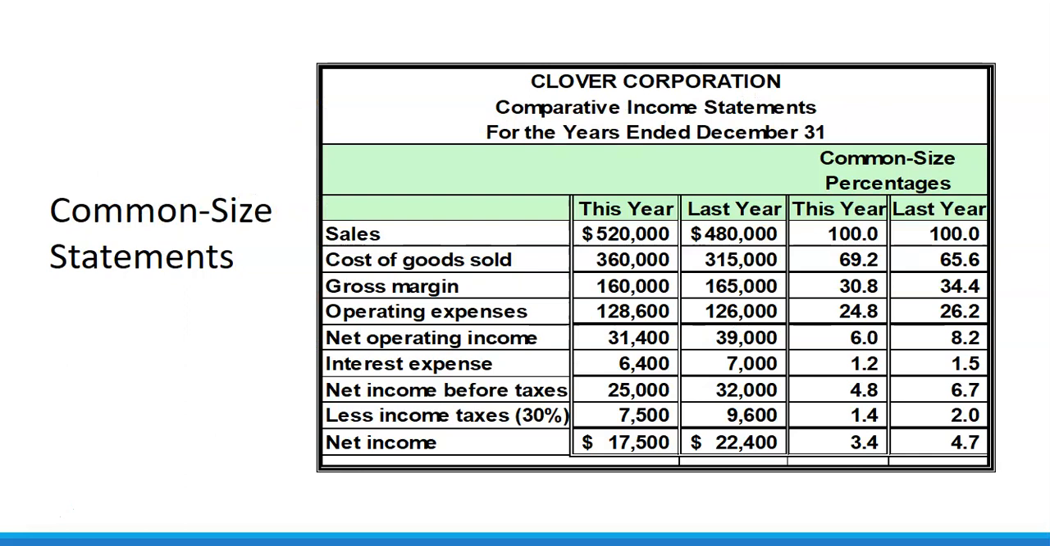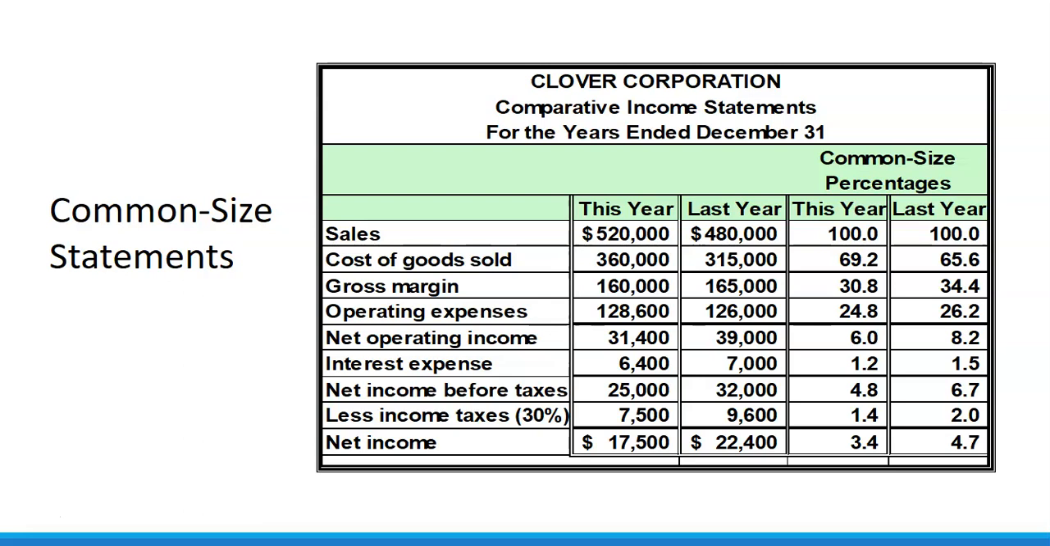So you can see that we have 2 years of information here for an income statement. These are called common size financial statements when we remove all of the numbers from financial statements and turn them into percentages. So this year net income was 3.4% of our sales, and last year it was 4.7% of sales. So you can see as our costs have increased that the net income has decreased.